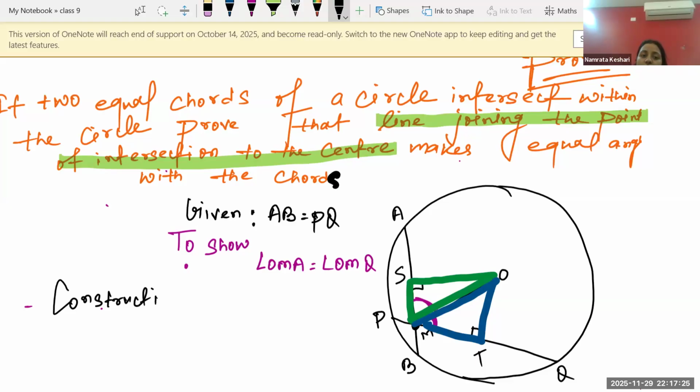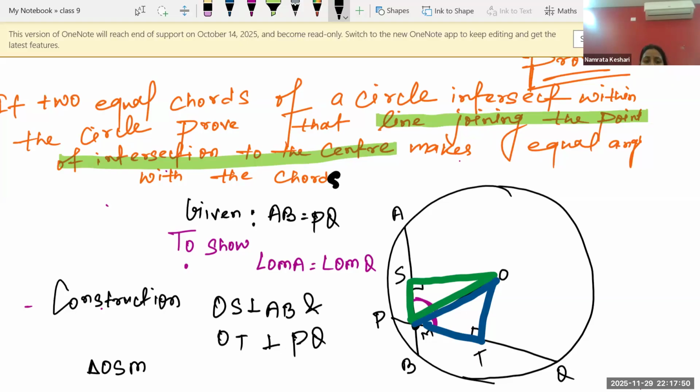We will just write the construction we are doing, that OS is perpendicular on the chord AB and OT is perpendicular on the chord PQ. This perpendicular will help. Our chord is getting bisected. Okay, so much information we don't need, because we will just say that in these two triangles, the green one and the blue one, 90° here, 90° there, and OM is the common side and equal chords are equidistant from the center. Just that we will say. Okay, chord is getting bisected and all, we don't even have to write it over here.